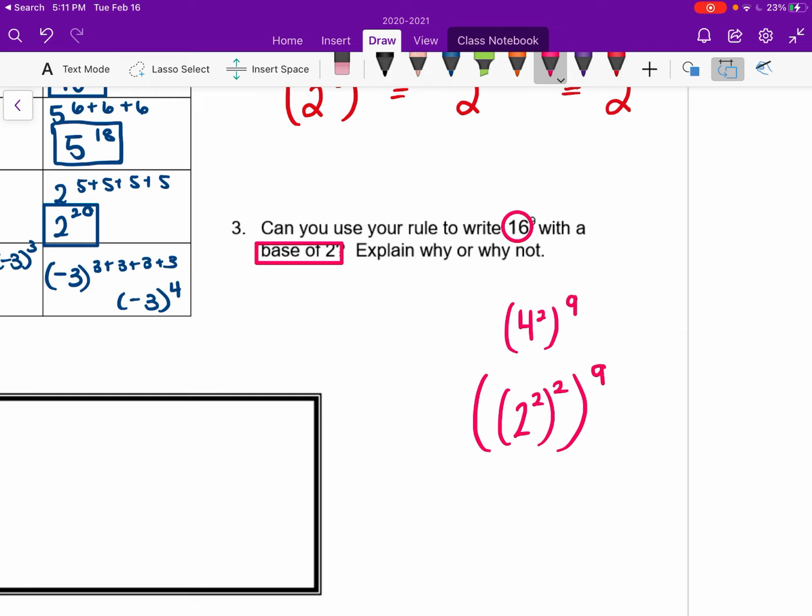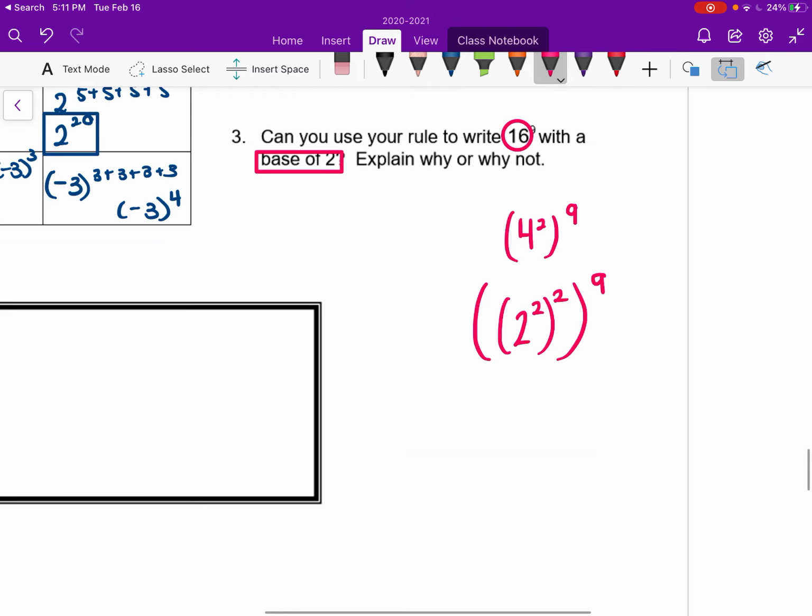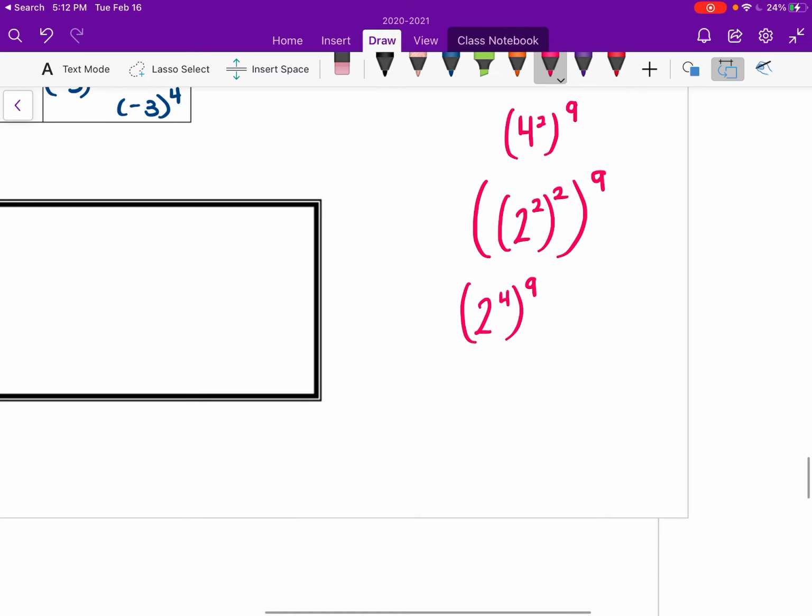Right? So now I have 2 to the power of 2 to the power of 2 to the power of 9. So how can I write this as a base of 2? I can say 2 squared squared is the same thing as writing 2 to the power of 4, to the power of 9, right? And I can go further: 2 to the power of 4 times 9, and 4 times 9 is going to give me, I believe, 36. So 2 to the power of 36 is the same thing as 16 to the power of 9.